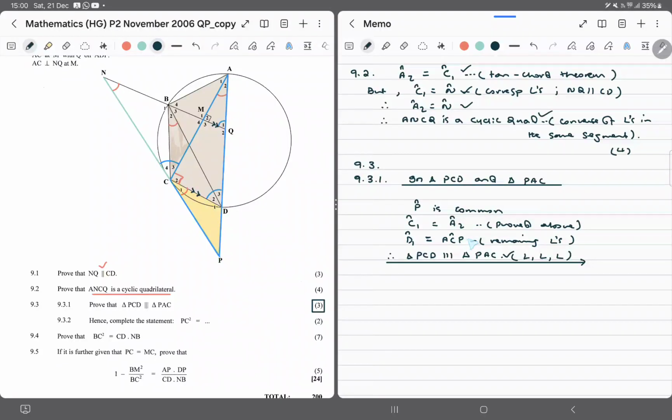I don't know, guys. You know what? This one is a mark. We can bunch these two into one single mark. Because, come on, guys. Maybe not even bunch. We see that this is common. That's it. 9.3.2. We then hence need to complete that statement. Obviously, guys, once we prove similarity, we are sorted.